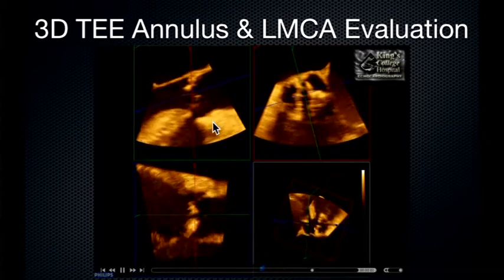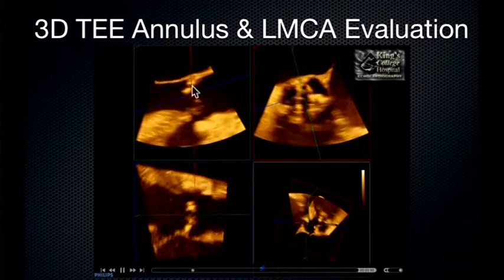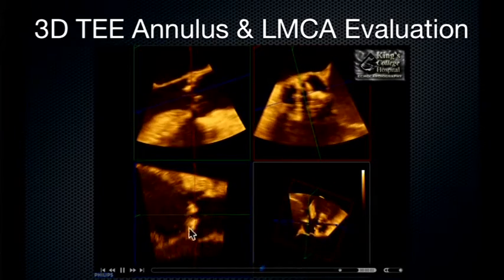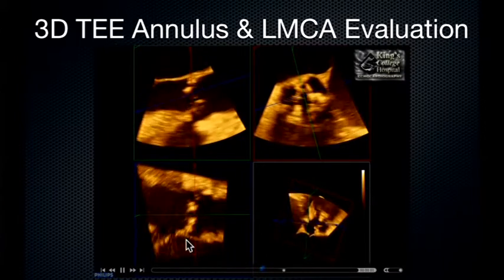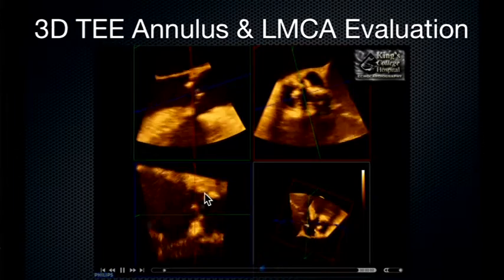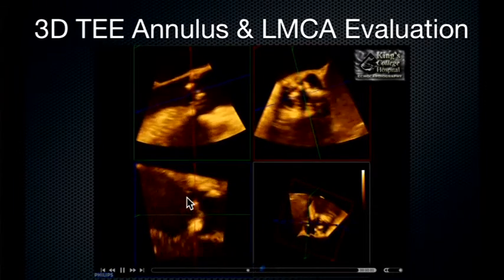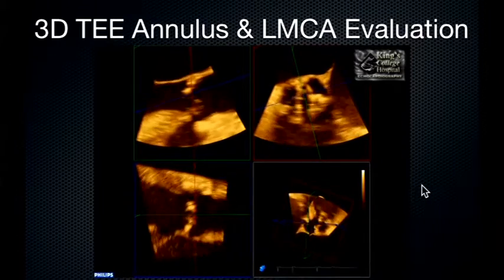So these are obviously moving clips here, but you can see that we've got two planes here that we could easily measure the annulus across. And in addition, we can see the origin of the left main coronary artery there, so we could make the very important measurement from the left main ostium to the aortic annulus, and we can appreciate that distance. And the reason that's important is we need to make sure that there is enough room for the valve to be accommodated within the aortic root without any obstruction of the coronary arteries.